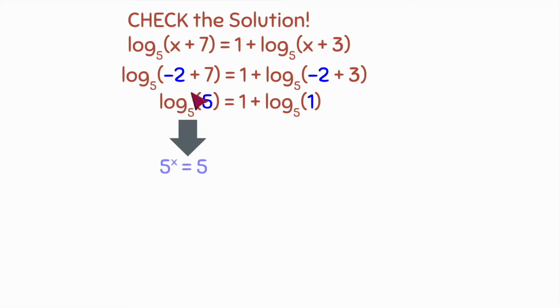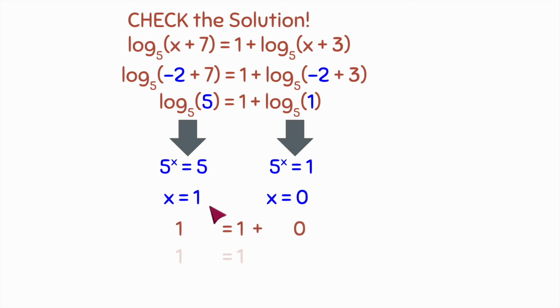And so now log base 5 of 5, well, that means 5 to the x power equals 5. I don't know what the power is, but x equals 1, right? That's what I would need here. And on this side, I have log base 5 of 1. So the base is 5. I don't know what the exponent is, but it needs to equal 1. Well, anything with an exponent that equals 1 means that the exponent is 0.